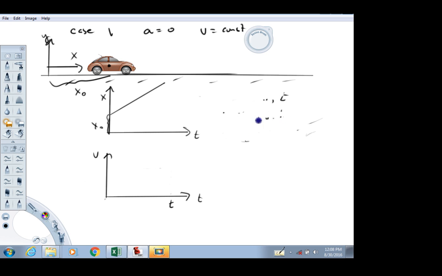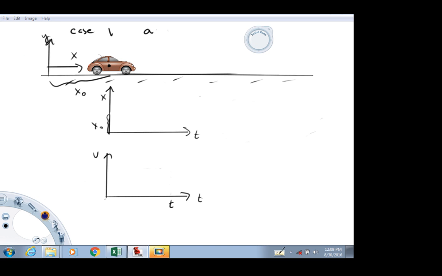All right, so case two is going to be this. Car starts from rest. However, the acceleration isn't zero. It's some value. I'm just going to call that value A. It might be 2 meters per second squared, it might be 7 meters per second squared, it might be 16 foot per second squared.